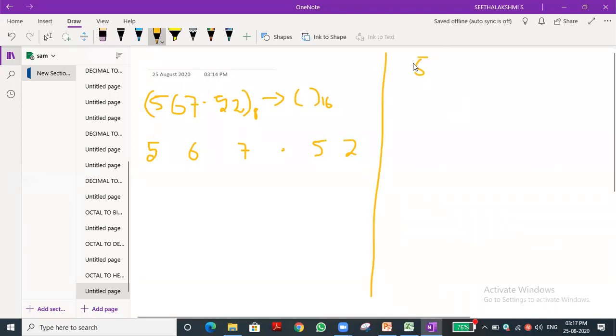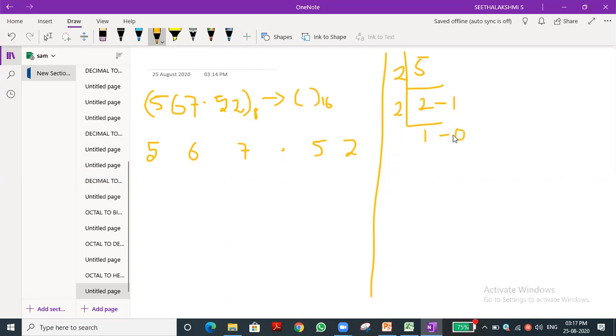Just 5. If we want to convert it into binary, just divide by 2. How many 2s are in 5? Two 2s are 4. Remainder 1. Okay, and then again, how many 2s in 2? One 2 is 2. Remainder 0.